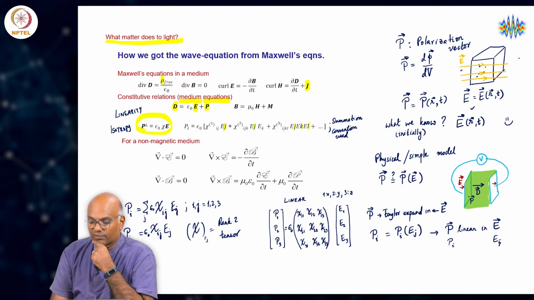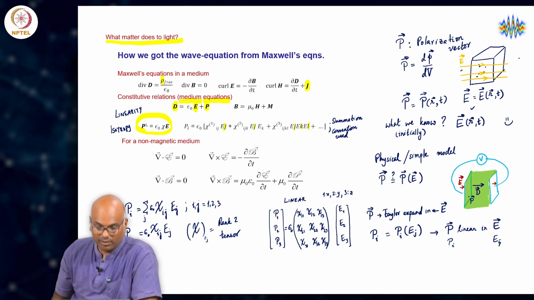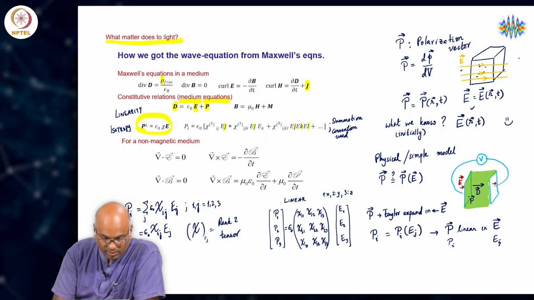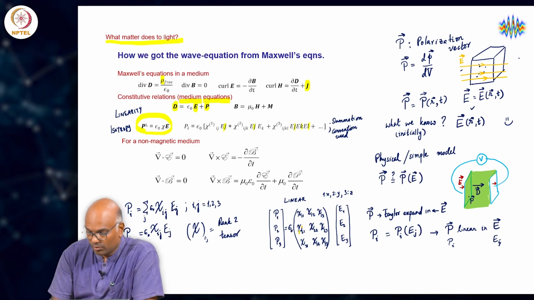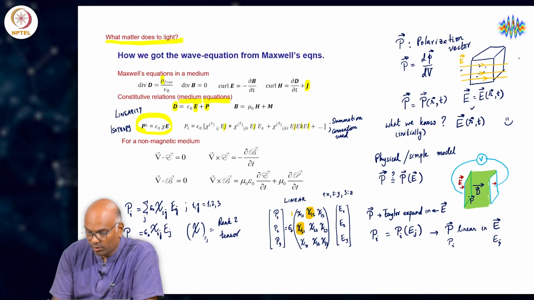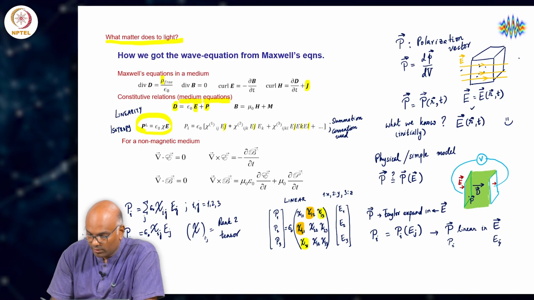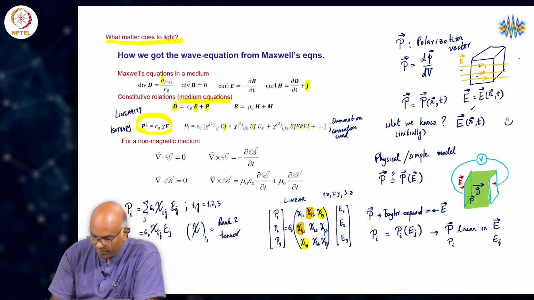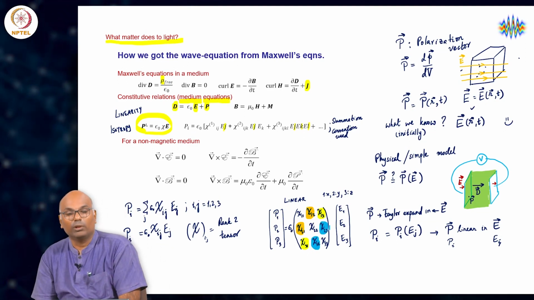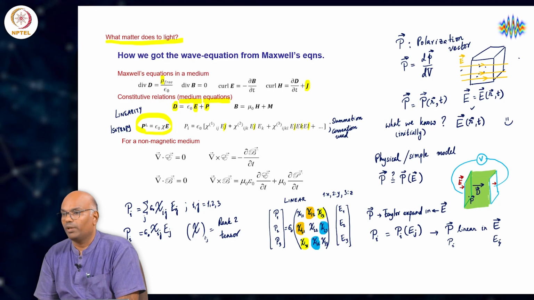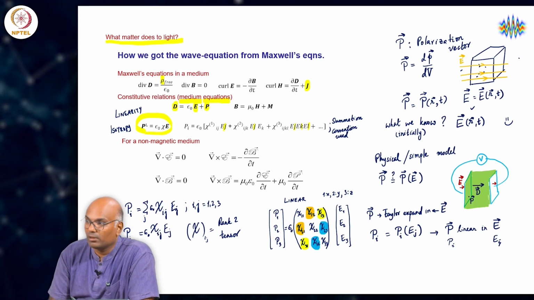Now, I can further show using some physical arguments, which I am not going to present explicitly here, that this rank 2 tensor in the case of these media is actually symmetric. So, chi 1 2 and 2 1 are equal, chi 3 1 and 1 3 are equal, chi 3 2 and 2 3 are equal. There is a robust argument for explicitly showing this, that is one fact.